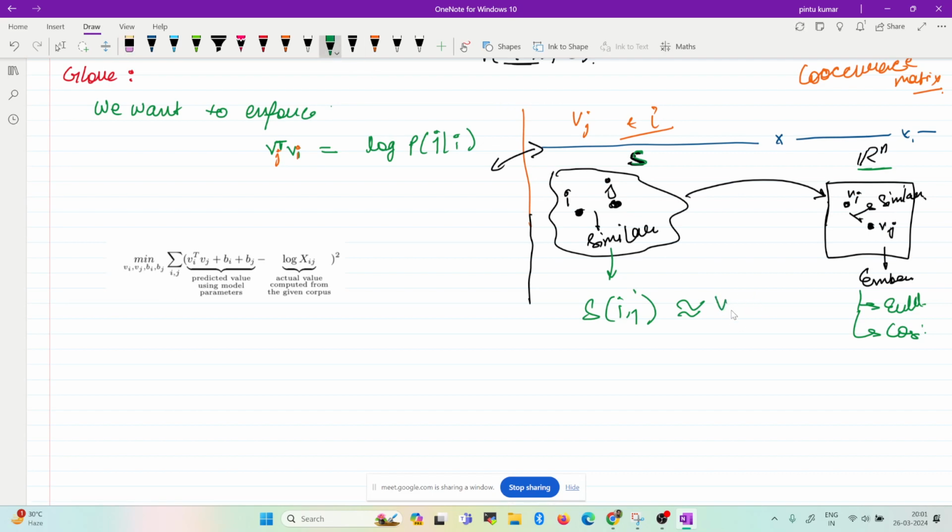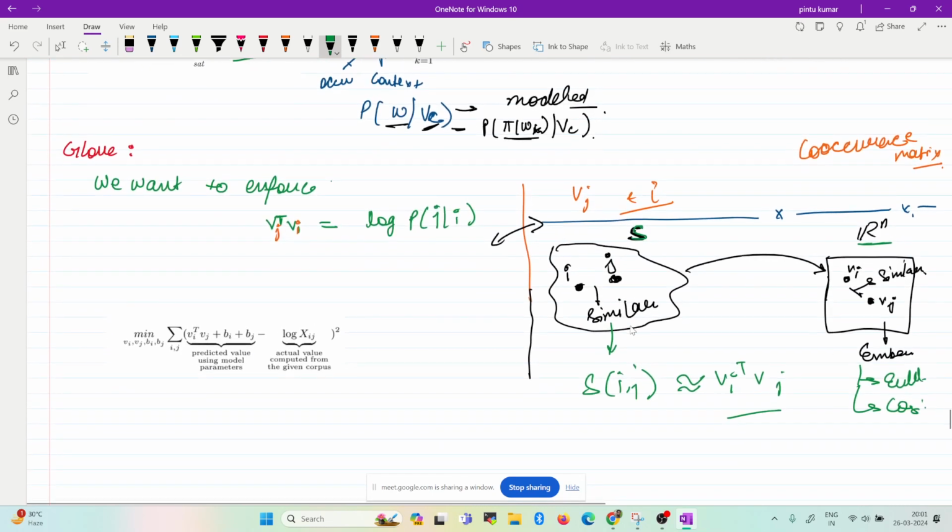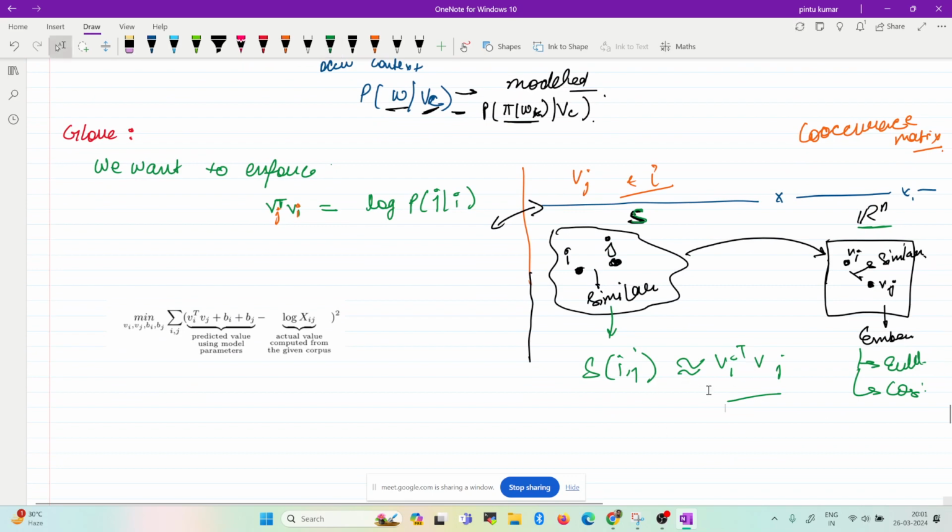I want this to be close to vi transpose vj. Okay, this is what I want. So for GloVe, what these people have suggested is that this Sij that I want to define in my original space is nothing but the probability of j given i. That is, what is the probability that if I am encountering i, then I'll encounter j in some next k window. That is, i and j occur in a window of k length. This is the similarity that we define in GloVe.